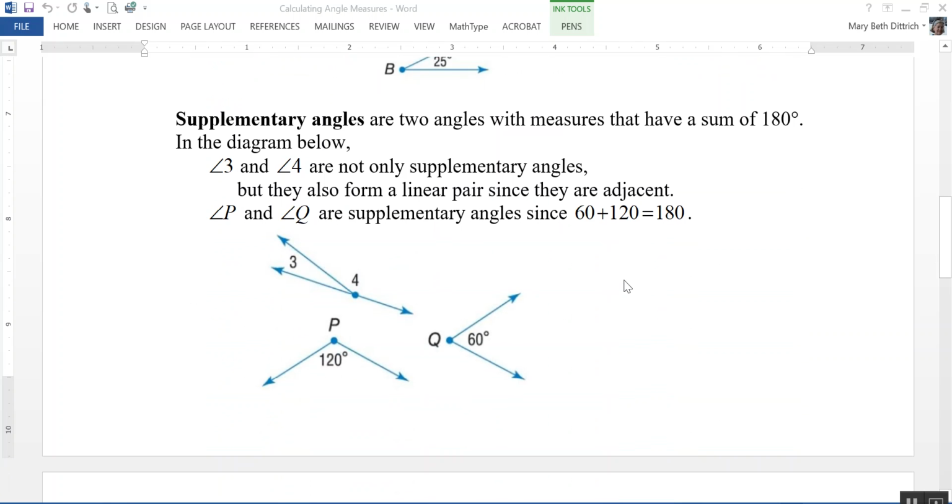Supplementary angles are two angles with measures that have a sum of 180 degrees. In the diagram below, angles 3 and 4 are supplementary angles, but they also form a linear pair since they are supplementary angles that are adjacent to each other. And angles P and Q are supplementary since their measures add up to 180 degrees.